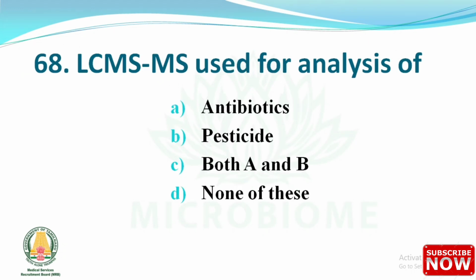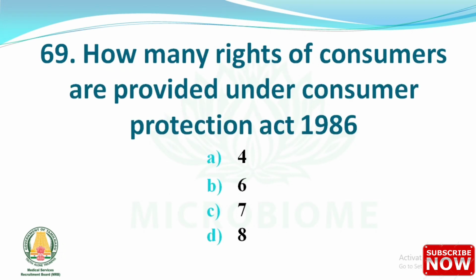And next, LC-MS/MS is used for analysis of? The options: antibiotics, pesticide, both A and B, none of these. The right answer, option C, both A and B, antibiotics and pesticide. And next, how many rights of consumers are provided under Consumer Protection Act 1986? The options: 4, 6, 7, 8. The right answer, option B, 6.